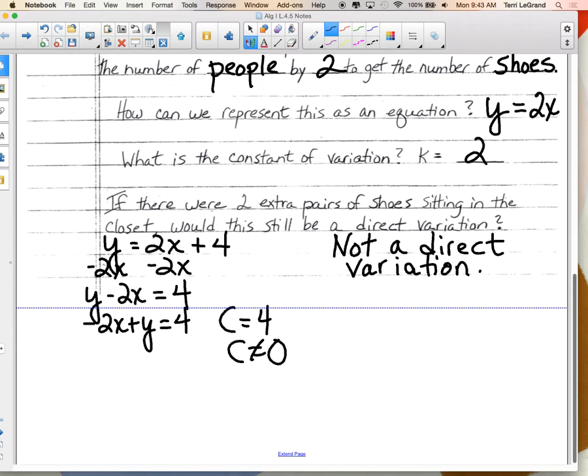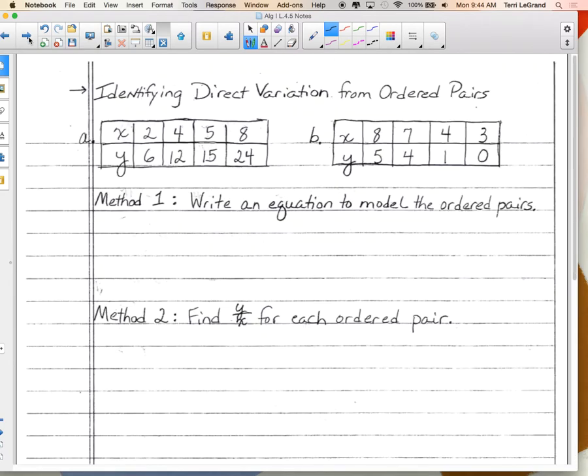We cannot count on just being able to say, well, there's this many people times 2, so there's this many shoes. C is equal to 4, not 0. It throws it off. So that's just an example of when we would have a direct variation, and when it would be just a linear relationship that is not considered a direct variation. Questions at all? Okay, let's go to the back side then.